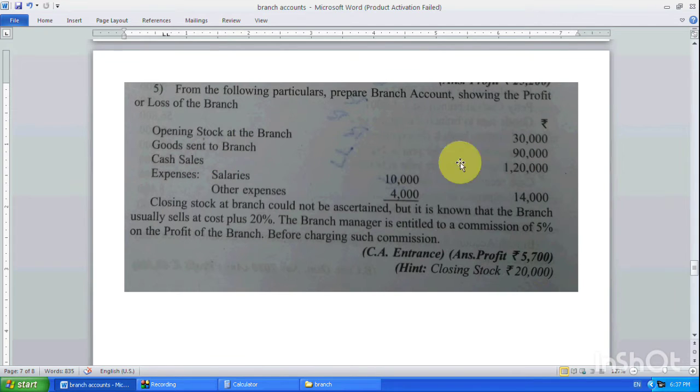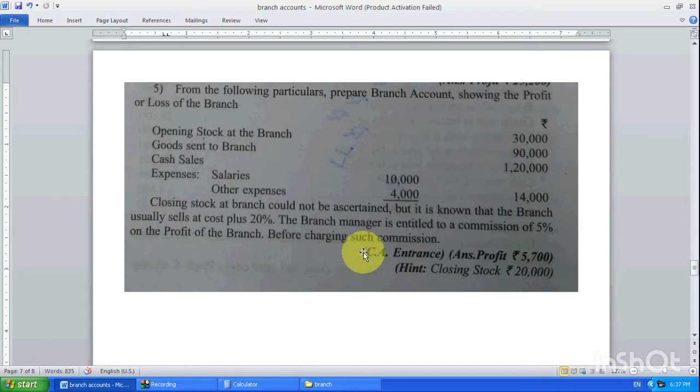Alright, opening stock 30,000, goods sent to branch 90,000, cash sales 1,20,000, expenses, meaning cheque sent to bank to meet the expenses, overall 14,000. Closing stock at branch could not be ascertained, but it is known that the branch usually sells at cost plus 20%.